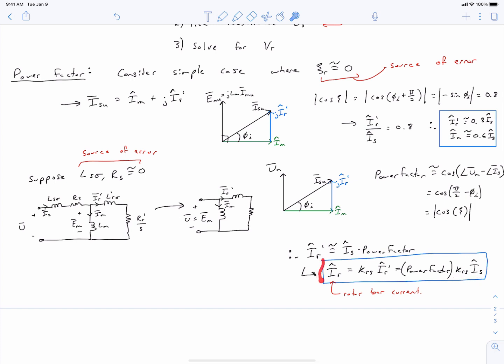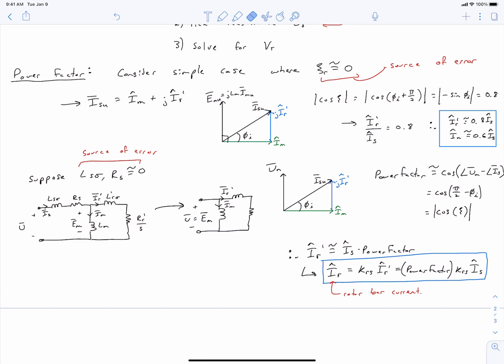So this expression that we've derived here, again, remember it's an approximation. It has a few sources of error. One thing, it depends on us having our rotor impedance have an angle of 0. And it depends on assuming that the stator's leakage inductance and resistance is negligible compared to the rest of the circuit. When we are able to make these assumptions, then we're able to finally calculate the actual rotor bar current in terms of the power factor of the machine and the rating of our stator currents.